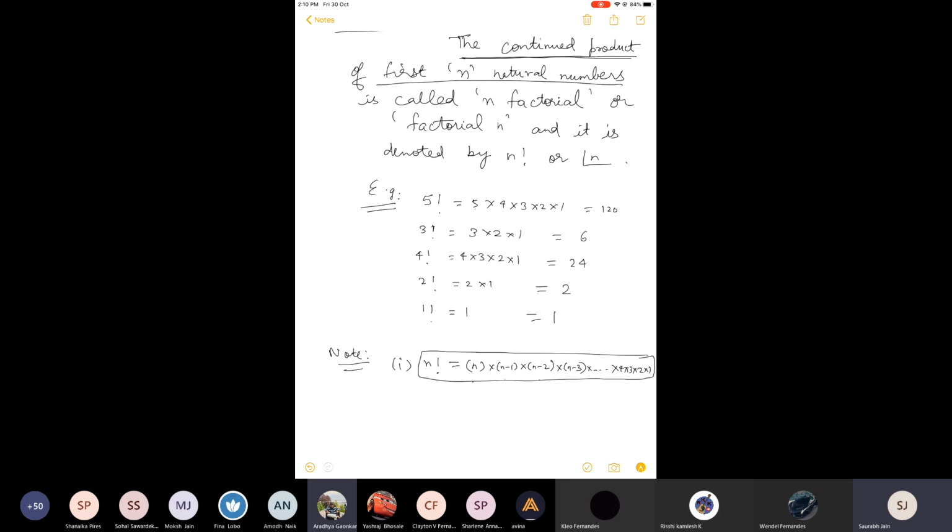Sir, can you please explain again? So n factorial is equal to n into n minus 1, n minus 2. So what is that? That is what I'm explaining. You listen first. Okay.